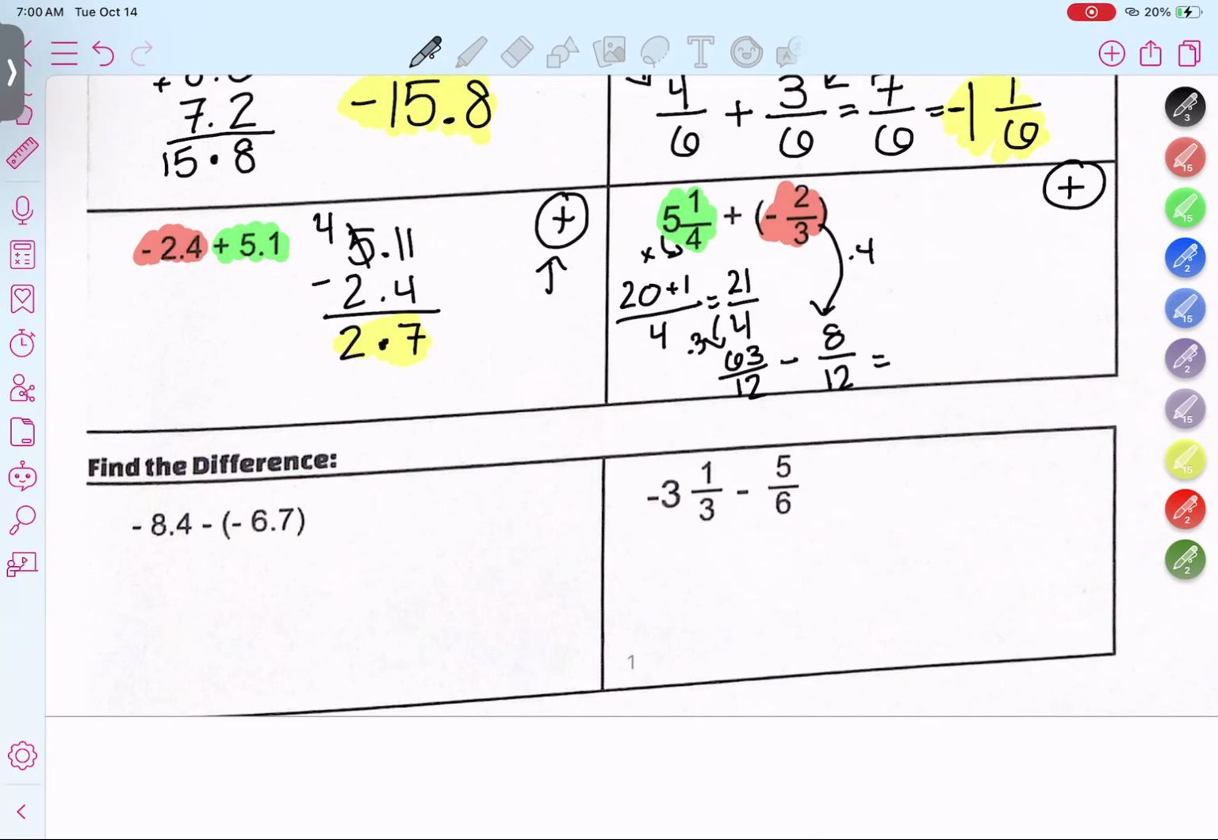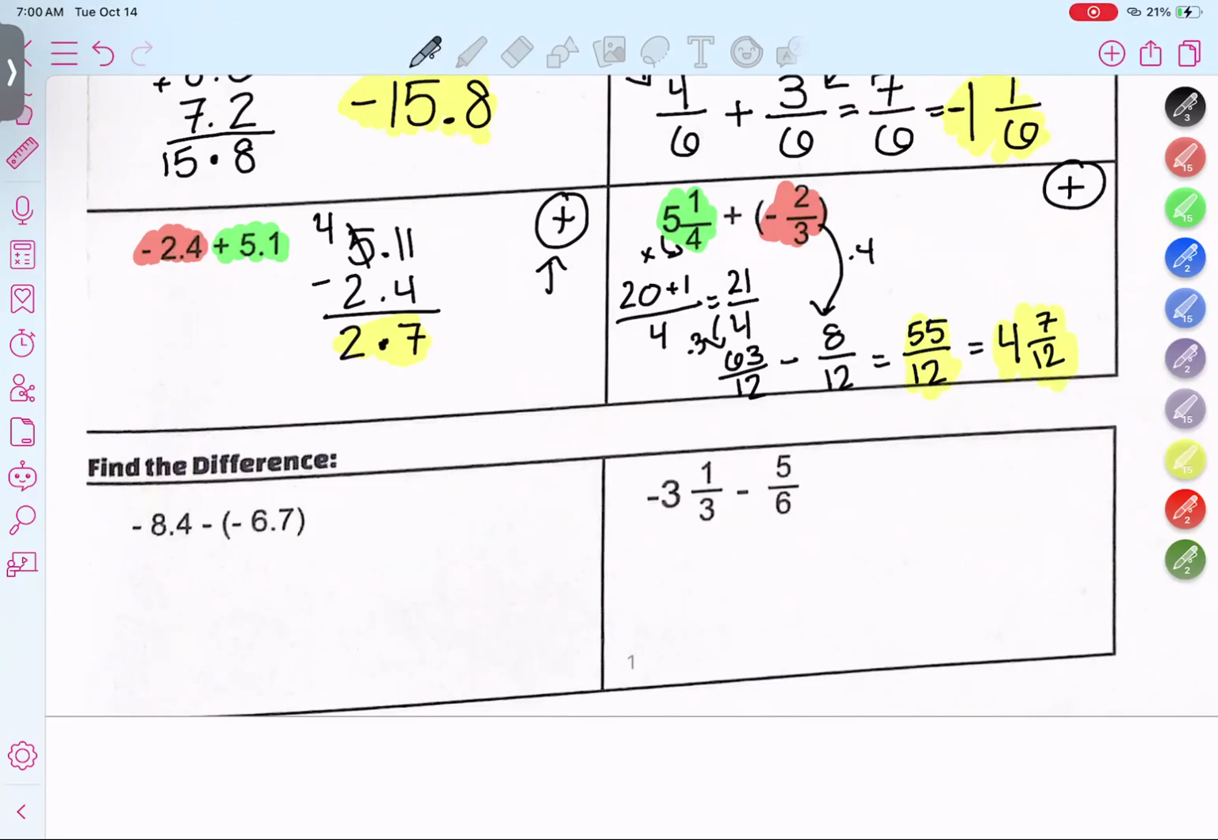63 minus 8 is going to give us a 55 over 12. And our answer should be positive, so we can keep it there, or we can make this into a mixed number. 12 is going to go into 55 4 times, which is 48, and then we'll be left with 7 12. So either of these answers is fine.